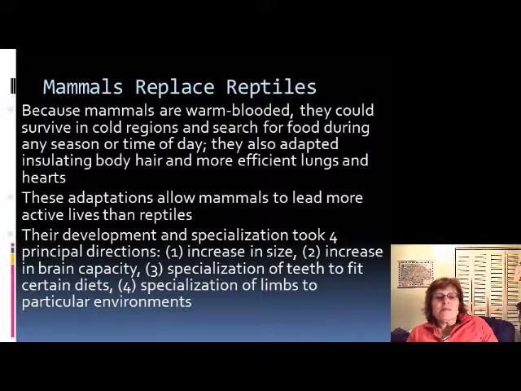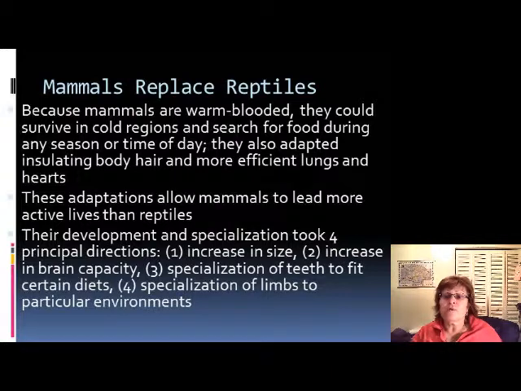So their development and specialization took four principal directions. They increased in size, because remember at the beginning the mammals were itty bitty, and now they are much bigger. Their brain capacity got bigger. They specialized their teeth to fit certain diets, and they specialized their limbs to particular environments. So these were very important steps in the evolution.